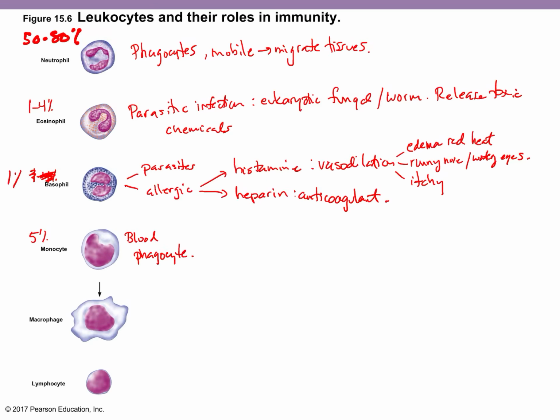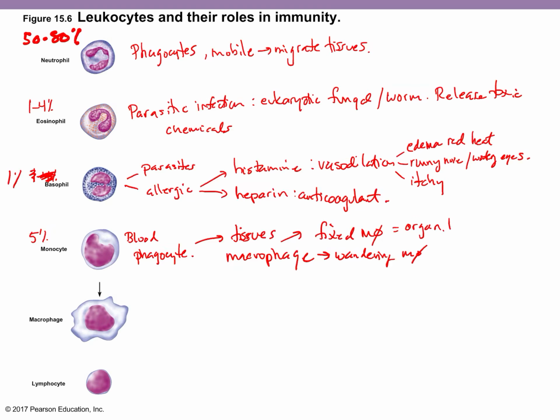And what monocytes do is, in the blood, let me just put the word phagocyte. So they will migrate into the tissues. When they go into the tissues, they can become what's called a macrophage. They can either be a fixed macrophage, or they can become a wandering macrophage. So fixed macrophages are just there forever.